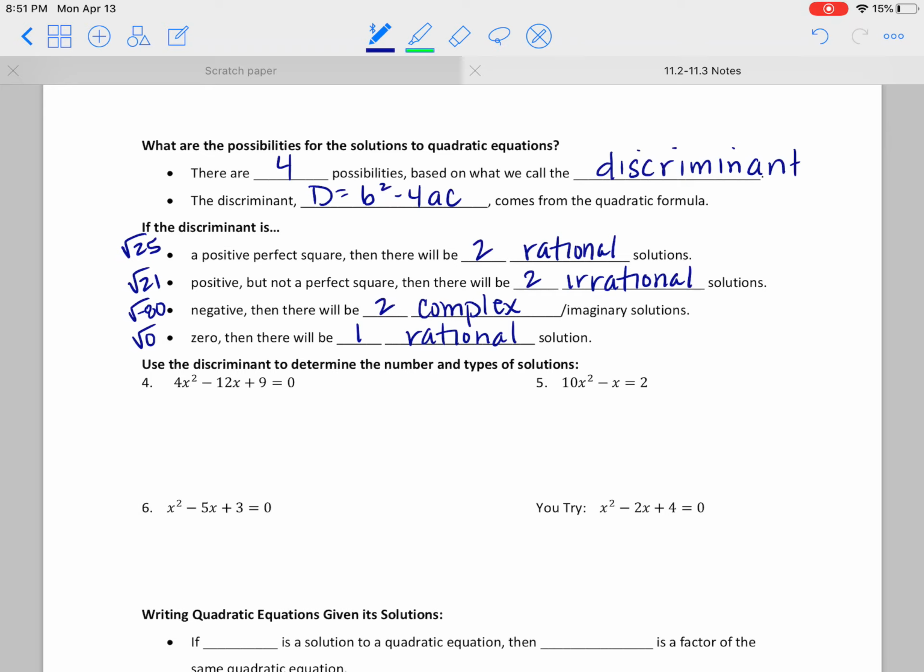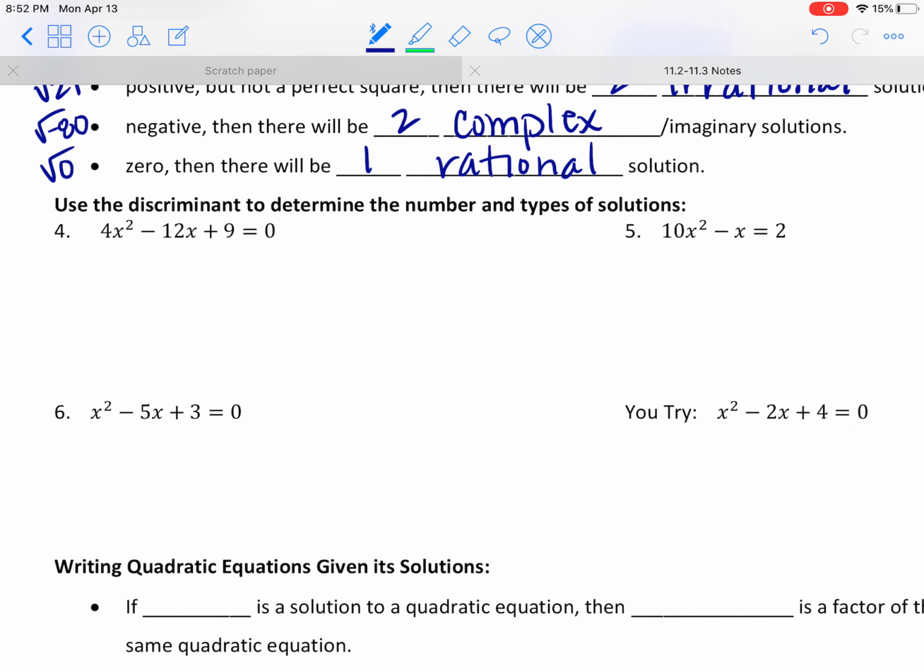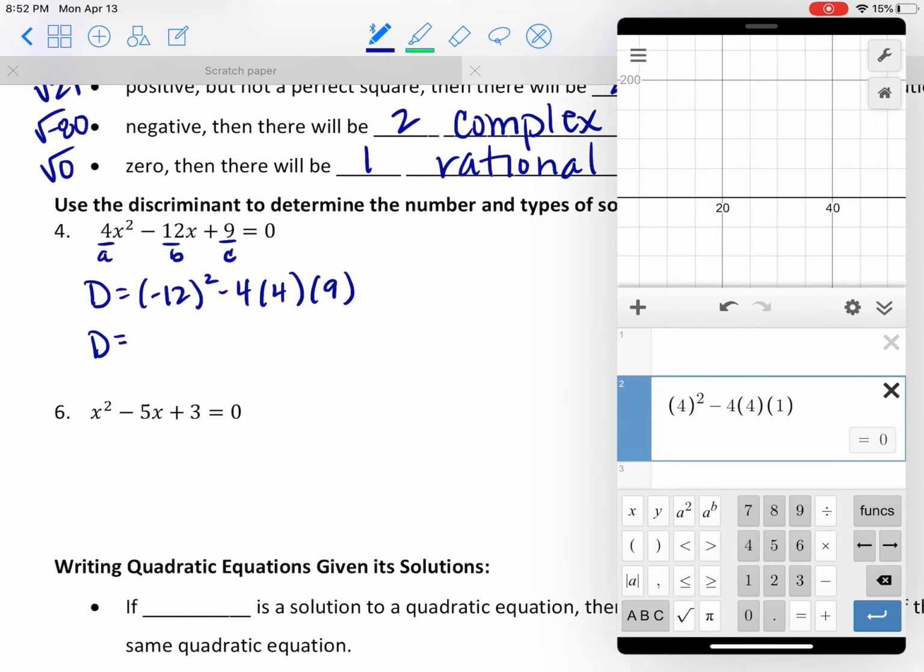So you may be asked to just determine what the solutions look like. How many solutions are there? Are they rational, irrational, complex? So not actually asked to solve. And to do that, you're going to use the discriminant. So we're using the same a, b, and c. We're just not going through the whole quadratic formula process. So the discriminant is the b squared minus 4 times a times c part.